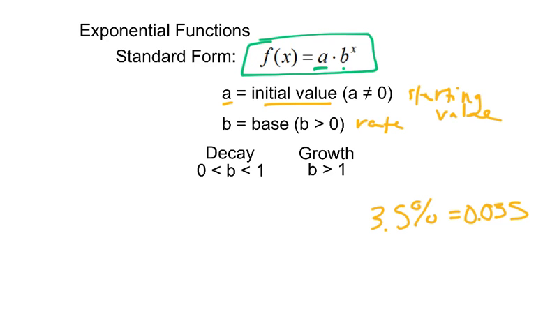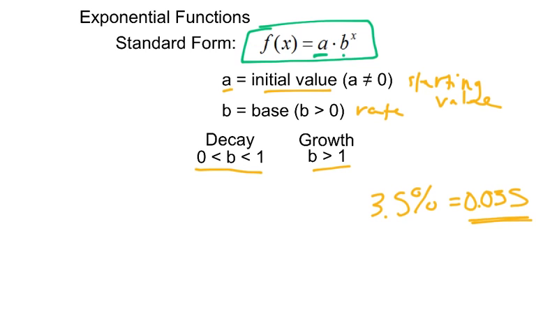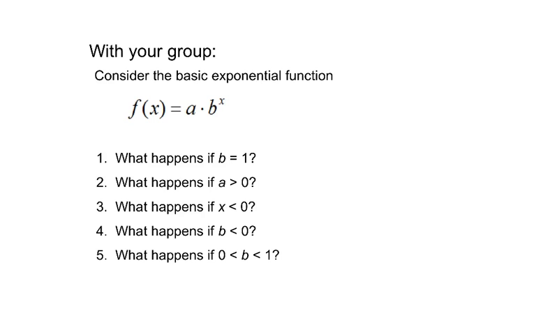We'll also note that if that b value is between 0 and 1, which this one is, we're talking about a decay, versus if it's a growth, it's over 1. So that is exponential functions.